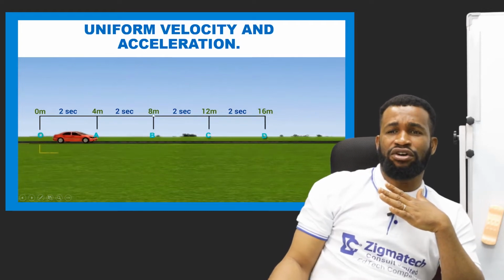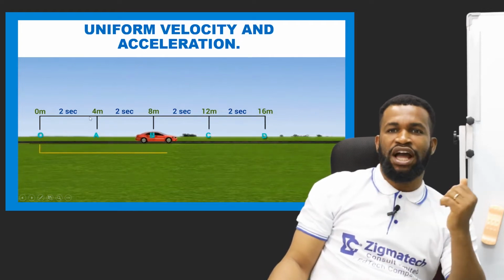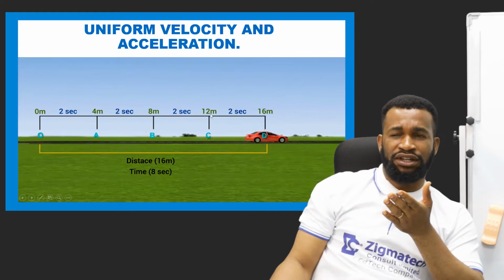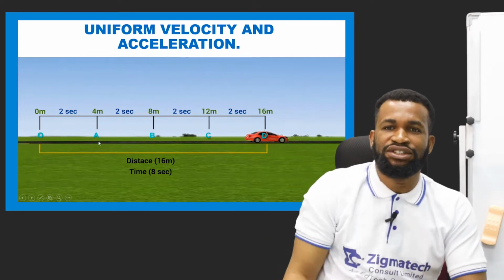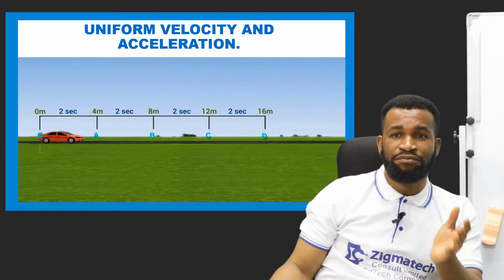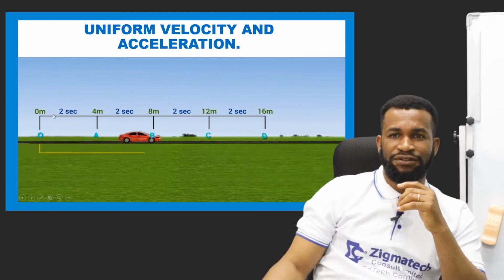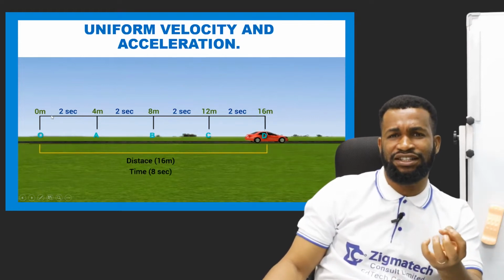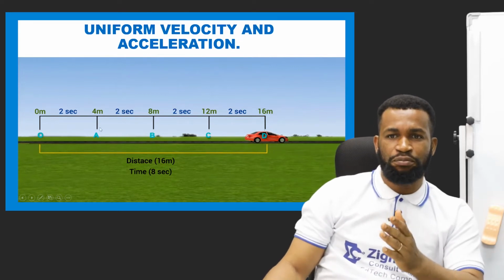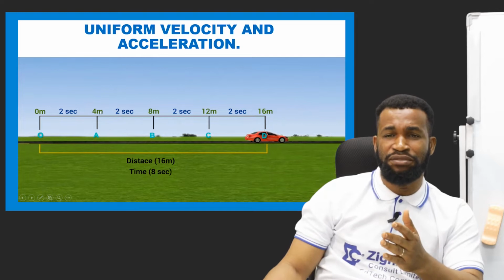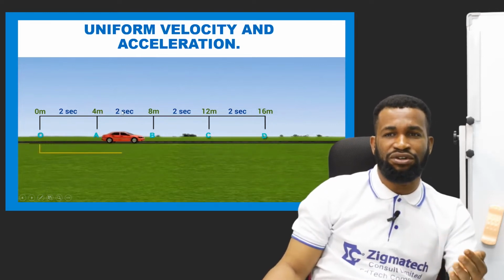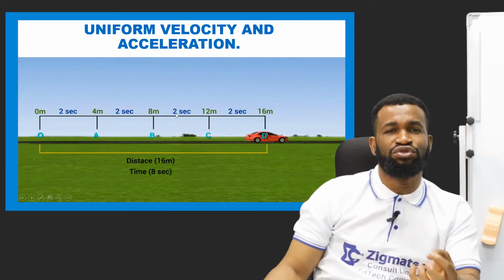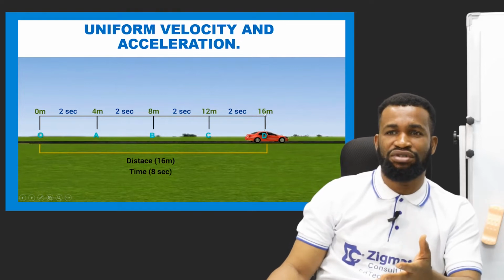Then it got to 8 meters after a time of 4 seconds has elapsed, it goes another 4 and continues that way. We said that the body is in uniform velocity. Why? Because look at this. From 0 to A is 4 meters, and it took 2 seconds to cover it. From point A to point B is another 4 meters, and it took 2 seconds to cover it. And from B to C is another 4 meters, and it took 2 seconds to cover it. And the same thing it does throughout the motion.